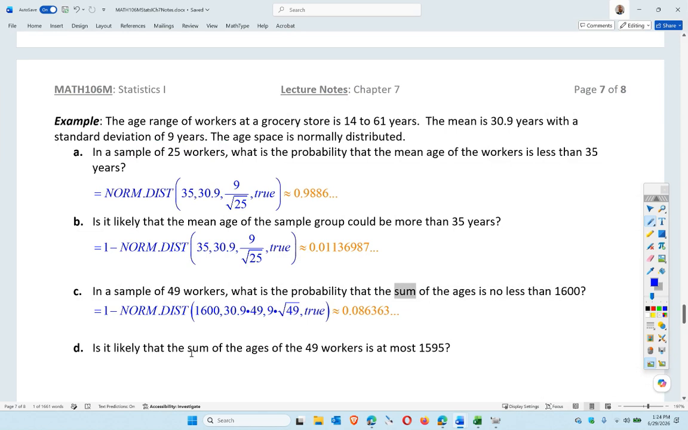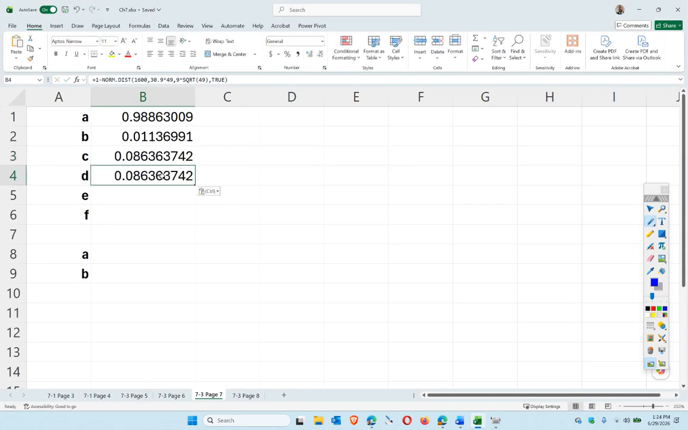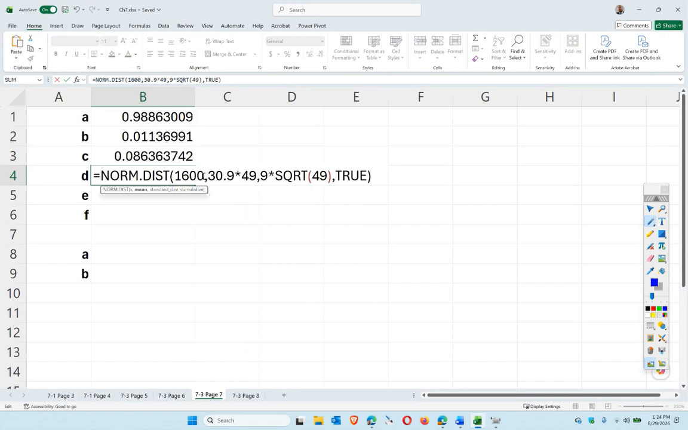Is it likely the sum of the ages of 49 workers is at most 1595? Okay, well that seems like I could possibly cheat here and copy this one, right? Paste it here and get rid of the 1 minus and change this to 1595. Because at most 1595 means 1595 or less, right? So it's still 49 workers, right? And it's still a sum or total, so we want to multiply those. So these two should be approximately 1, right?